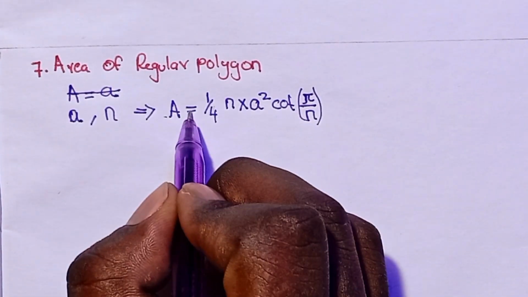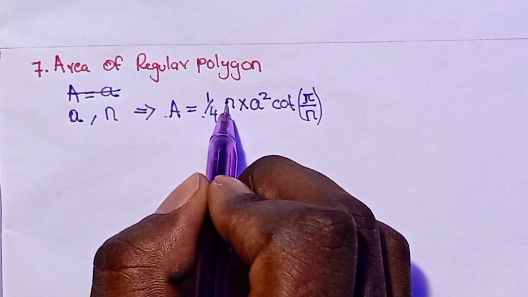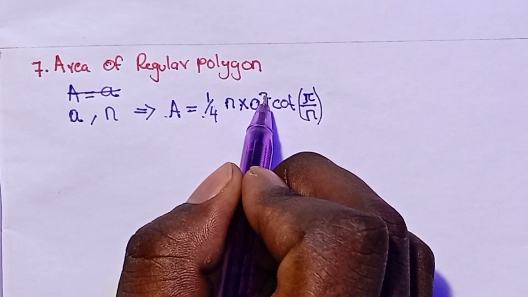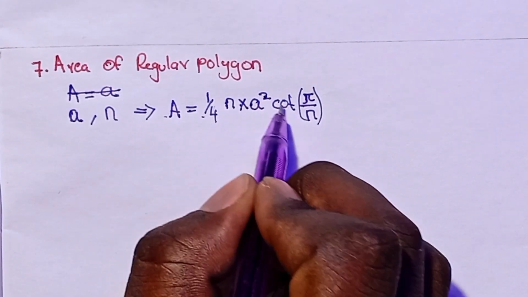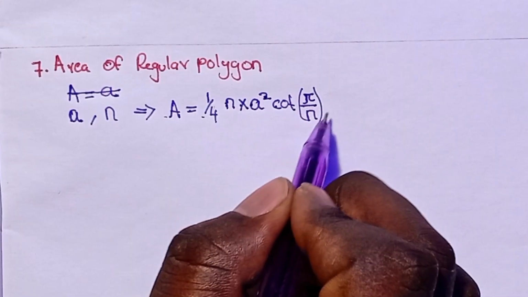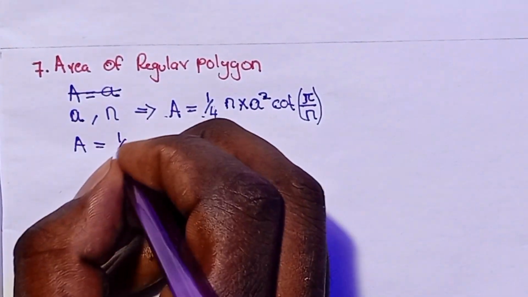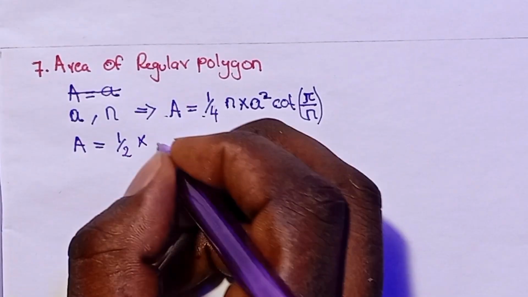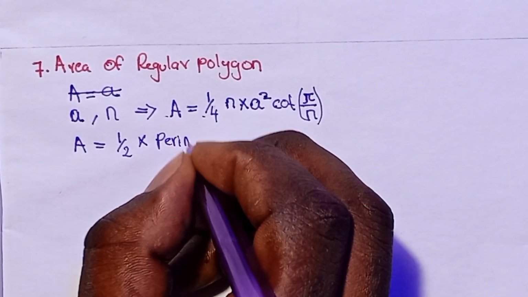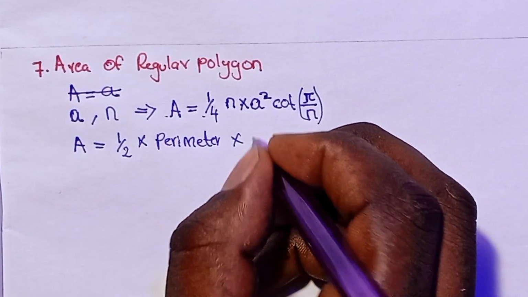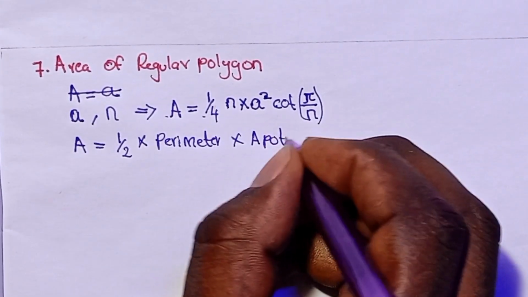This area is equal to a quarter multiplied by the number of sides, multiplied by the side length squared, cot pi all over n. Also, this area is equal to a half times the perimeter times the apothem.